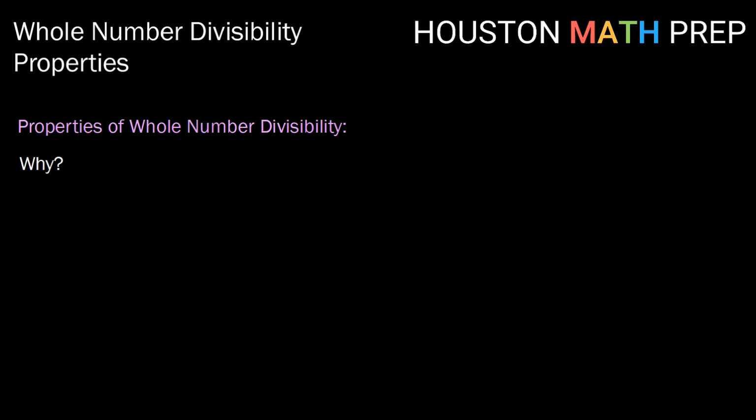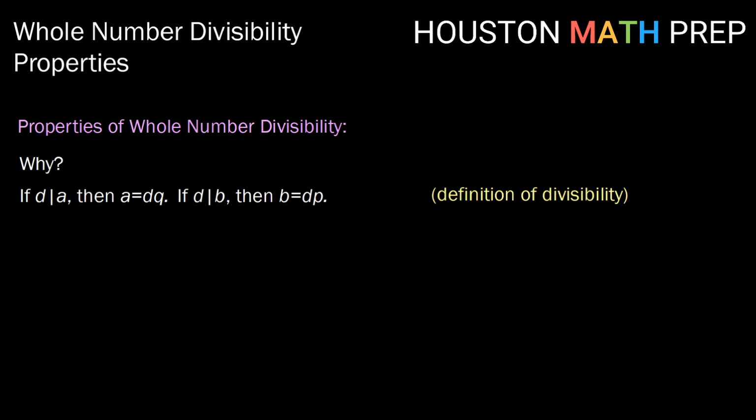So why is this the case? Well, this is going to look almost identical to the proof of why D divides A and D divides B means that D divides A plus B. So here we go. If D divides A, then A equals D times Q. That's our definition of divisibility. And if D divides B, then B can be written as D times P. Again, just our definition of divisibility.